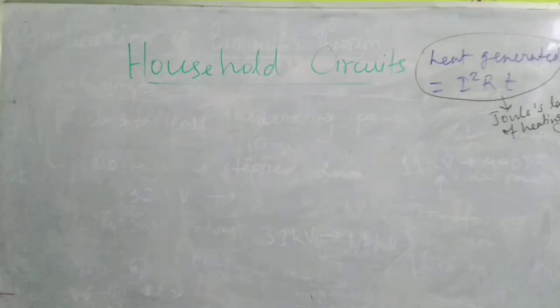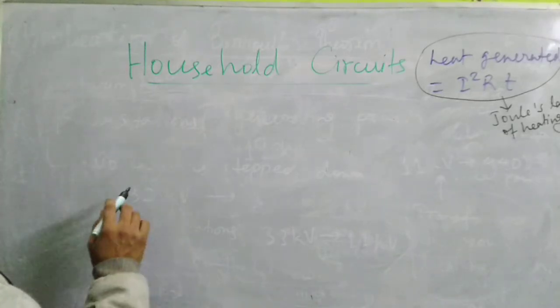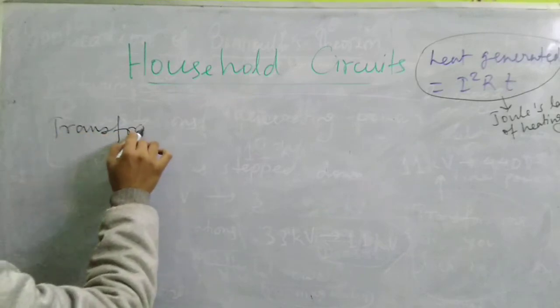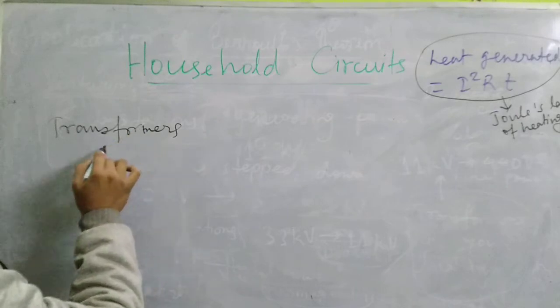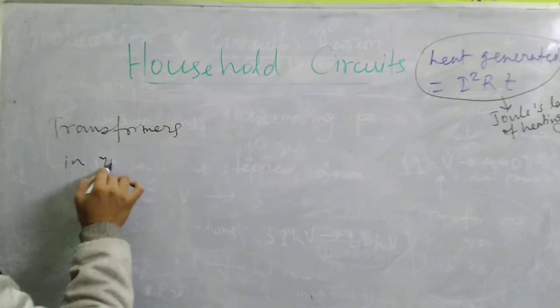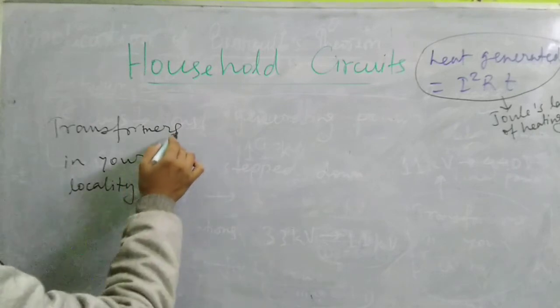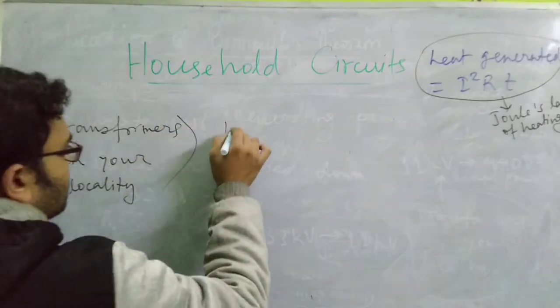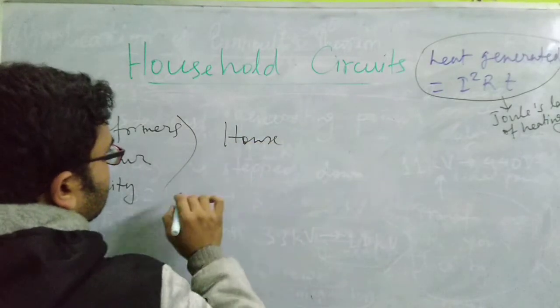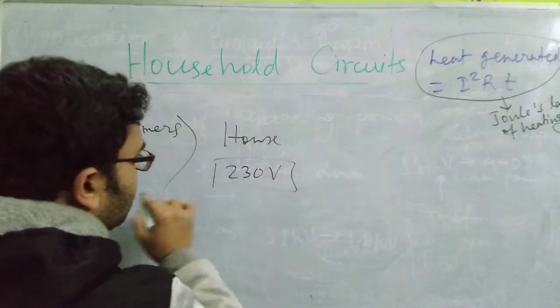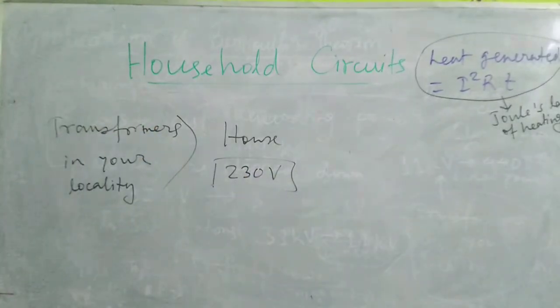So the electrical energy is being transferred from the transformer in your locality to your house at 230 volt, an estimated value. So in this way the power actually reaches from the power stations to your house.